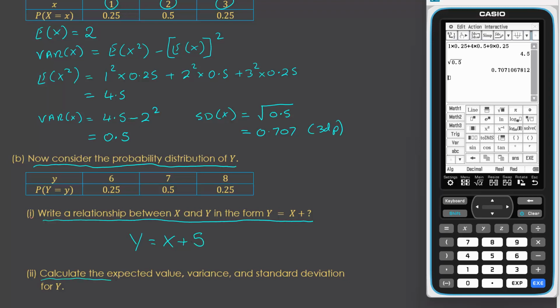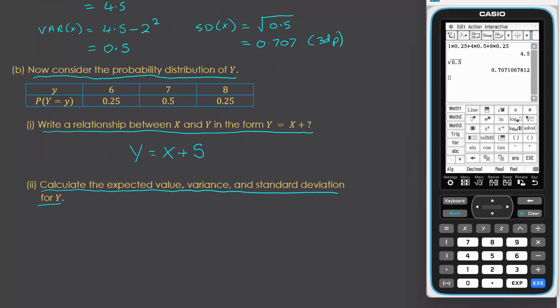We now want to calculate the expected value, variance, and standard deviation for y. Now, the expected value, once again, by symmetry, is just going to be in the middle. So the expectation of y is going to be 7. To get the variance of y, we can do the expectation of y squared, take away the expectation of y squared. And I'm just going to pause while I do this because you've seen me do this a few times already.